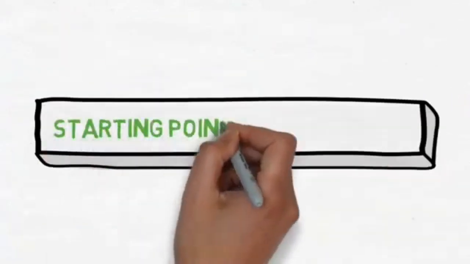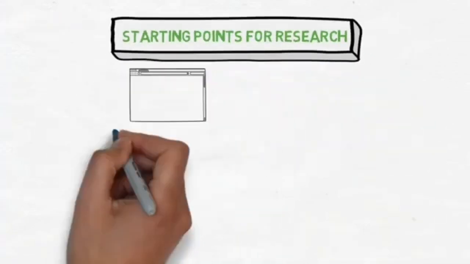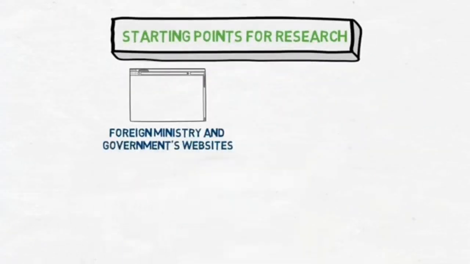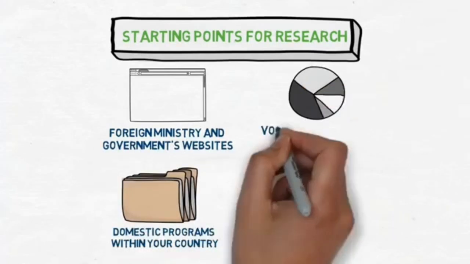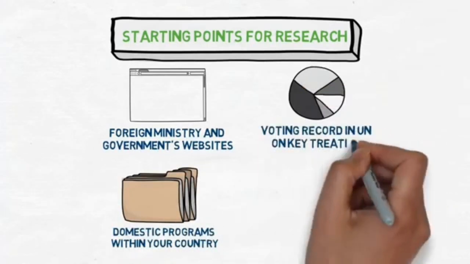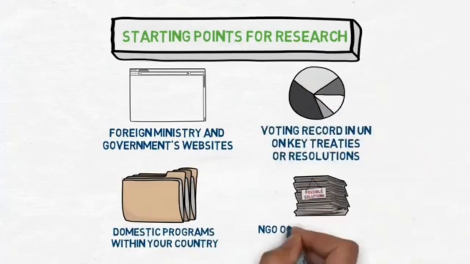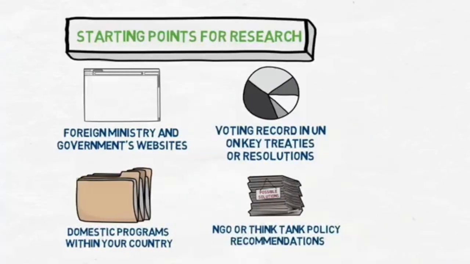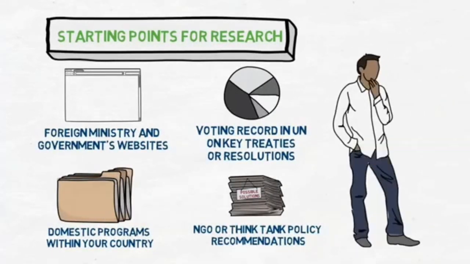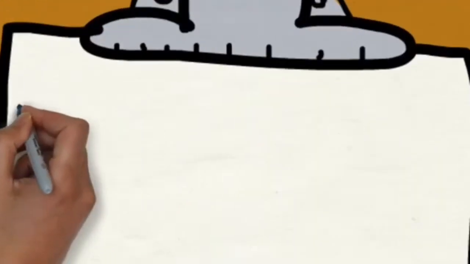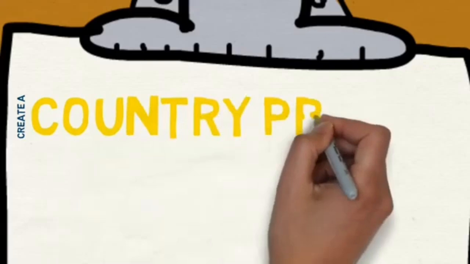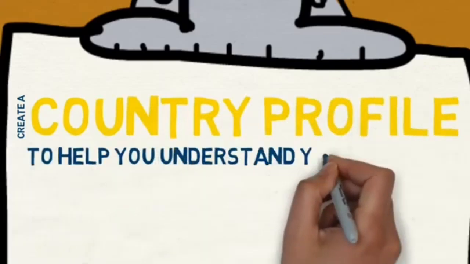What is the key starting point for researching all these issues? We recommend you check your country's foreign ministry and government's websites, domestic programs, your country's voting record in the UN on key treaties or resolutions, or NGO or think tank policy recommendations. Nevertheless, never underestimate yourself and don't be afraid to use your own creativity. We also recommend creating a so-called country profile, or a worksheet, to help you understand your country.